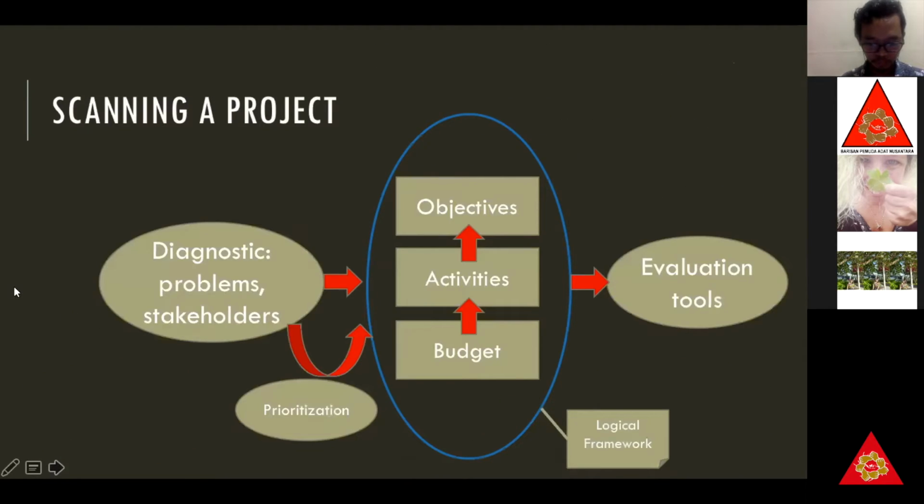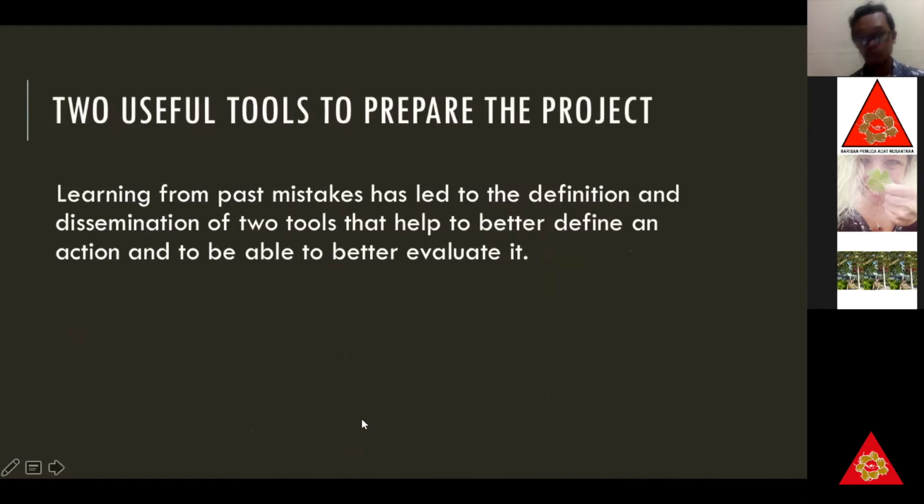So, if we scan a project, if we have an analysis of what a project is, first you have a diagnostic. You have to explain what are the problems, how they are linked between them, what are the stakeholders of this problem, what are the actors behind that problem. Some of them could be responsible for your problem. Some of them could be only victims of your problem. You have to make an effort of prioritization.